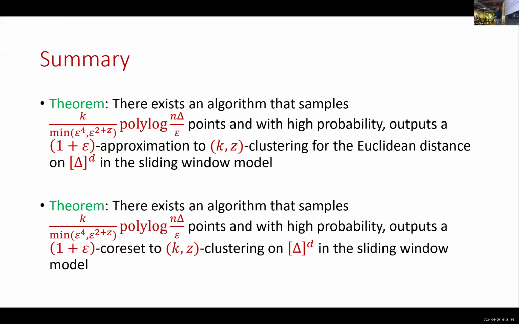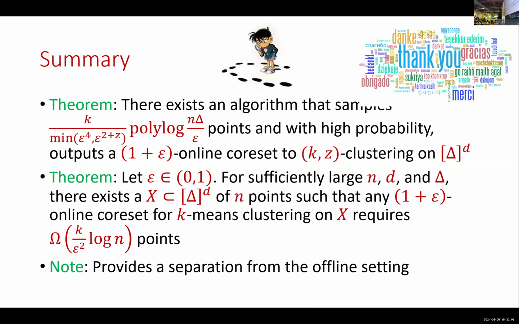Okay, so just as a quick summary, a reminder, we basically did k-clustering in the sliding window model, got a 1 plus epsilon approximation, and we have separation results for these constructs as well. Thanks.